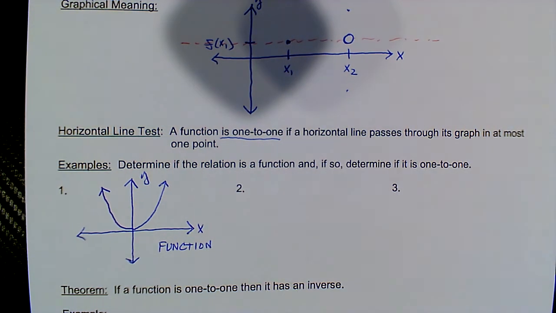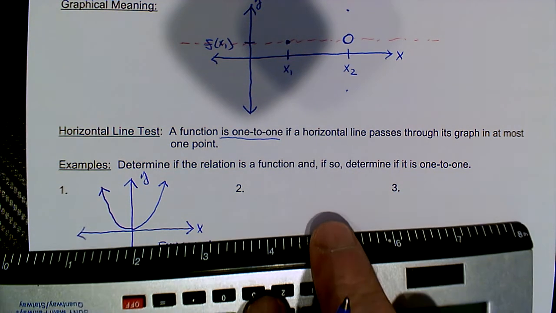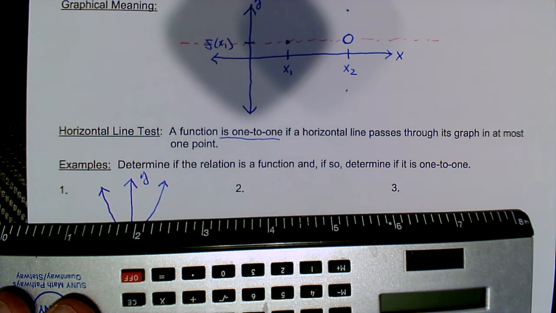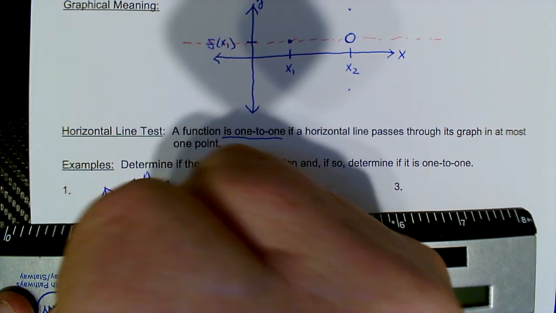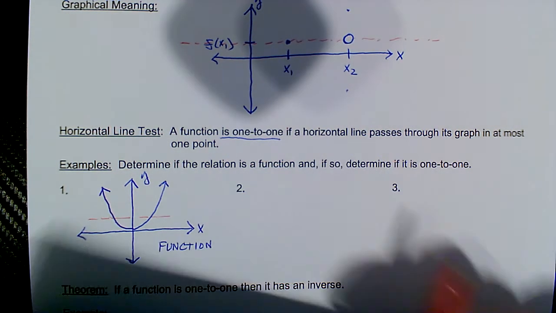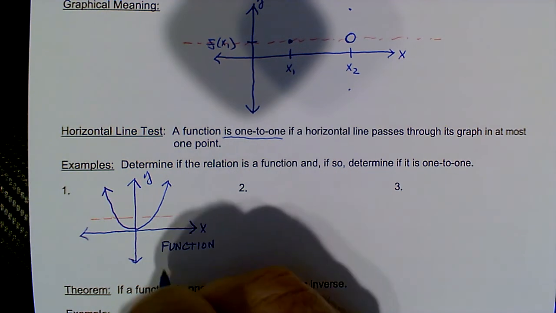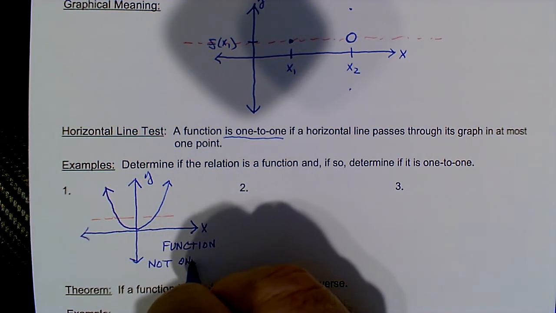But is it 1 to 1? Well, if you take a horizontal line and pass it through the graph, you can see there's a situation, there's an instance, many instances, of course, where a horizontal line intercepts this function in more than one point. So therefore, it's not 1 to 1.